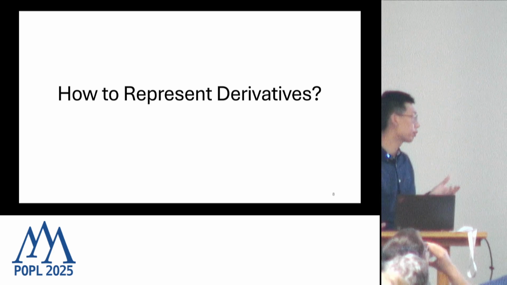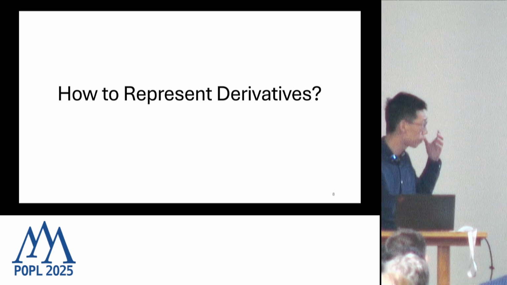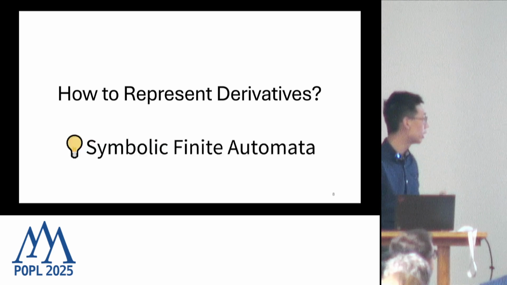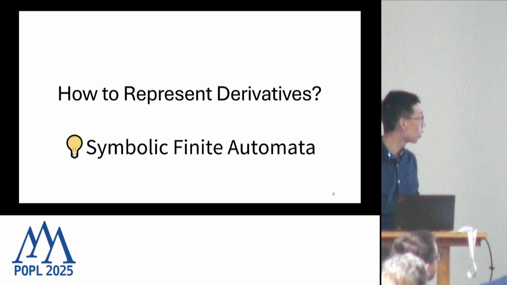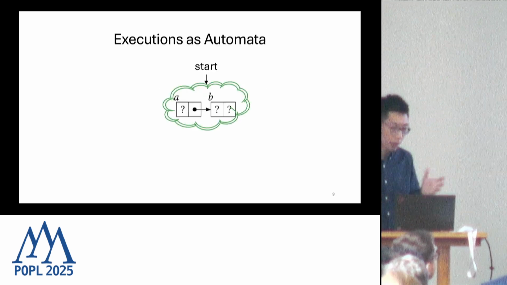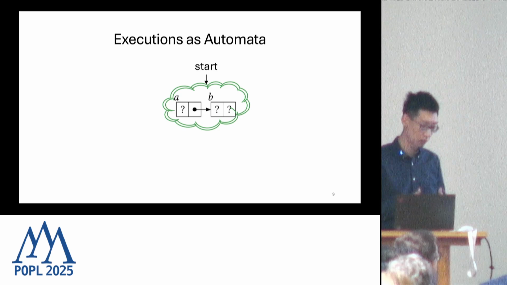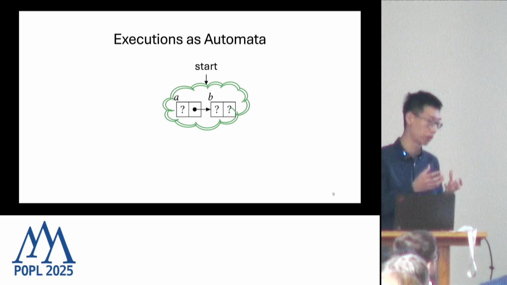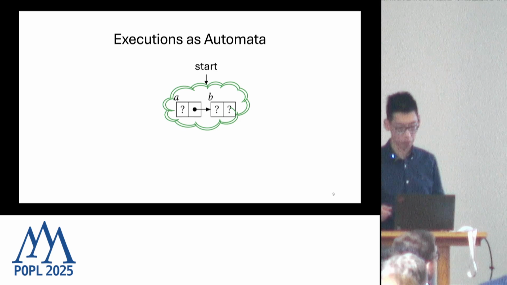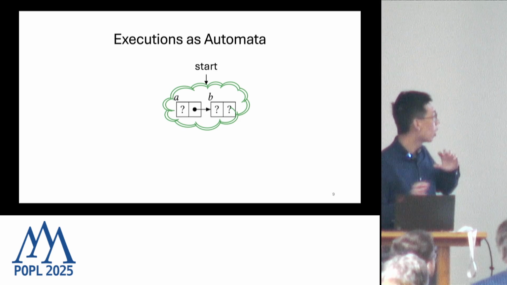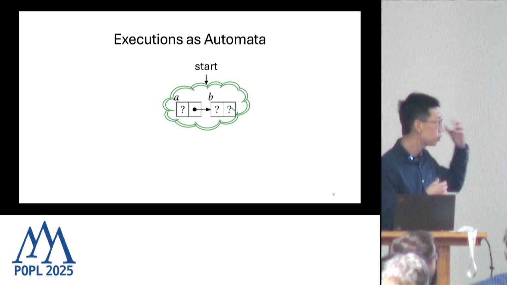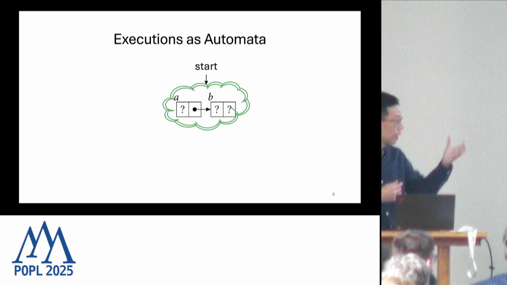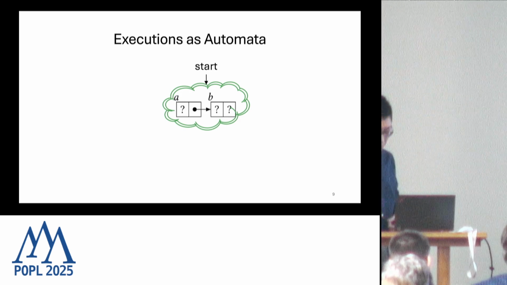With this intuition of derivative in mind, let's talk about how we can represent it. We represent them using symbolic finite automata. Let's start by constructing an automaton that recognizes the executions of the program. Let's say we start the program execution with two nodes A and B connected initially.